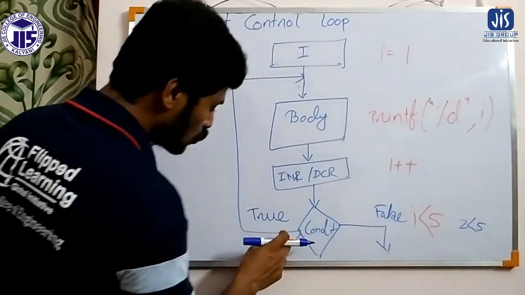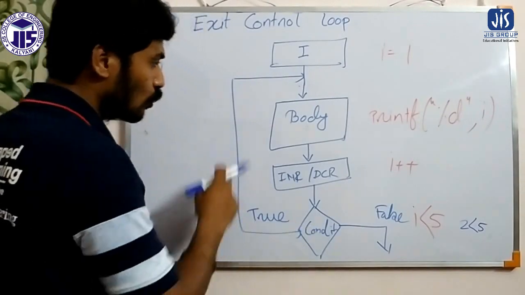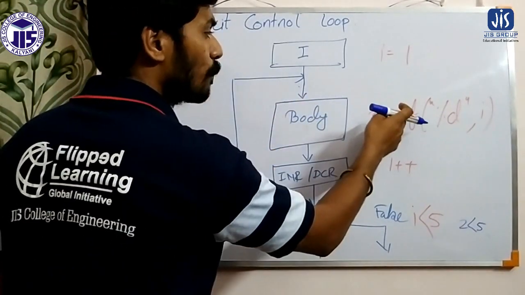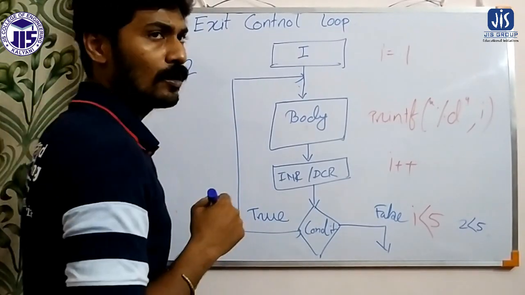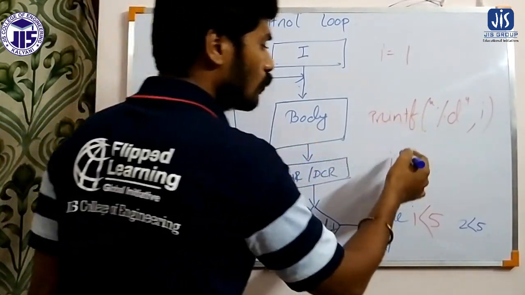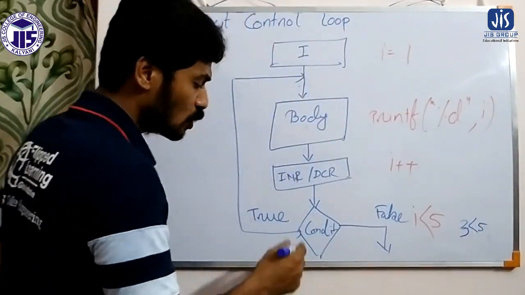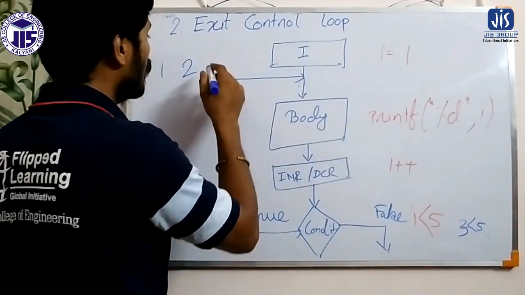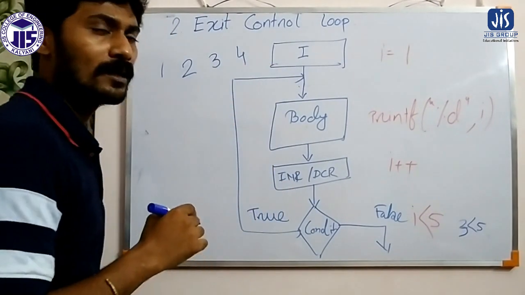So if the condition is true, again it will go to the body, that is printf. And it will print what? The I. So that is 2 now. So it will print 2. In that way, same way, 2 it will print, then the value of I will be 3. Again it will verify the condition which is true. Again it will print the value of I. So in that way it will print 1, 2, 3, 4.